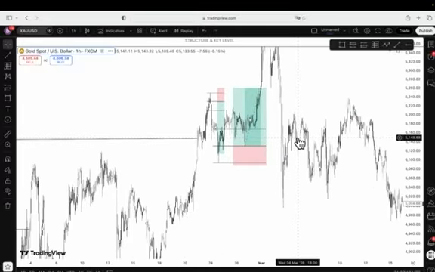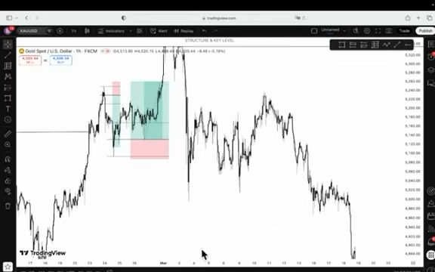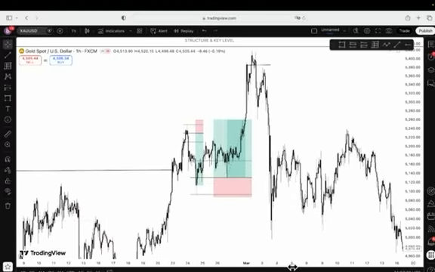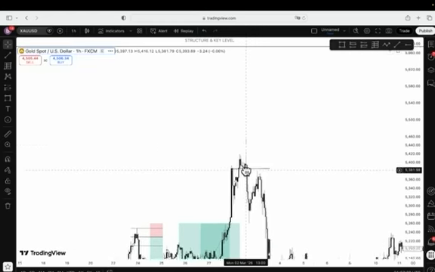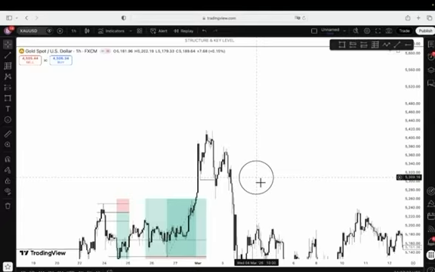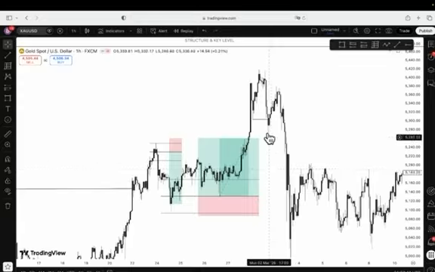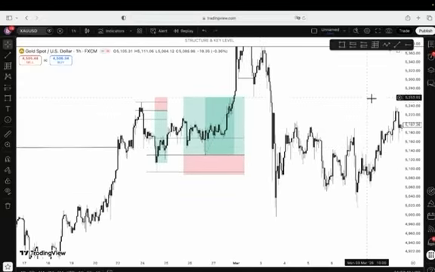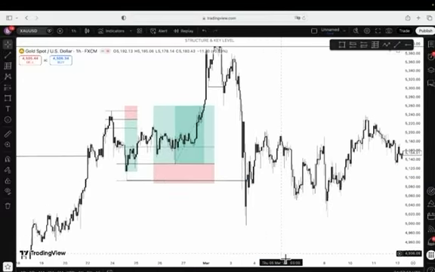Let's continue. So after that, when price took out the disruption, it gave us a new inducement over here. This is an inducement now. Right, it's an inducement as a structural liquidity, and this is a disruption.